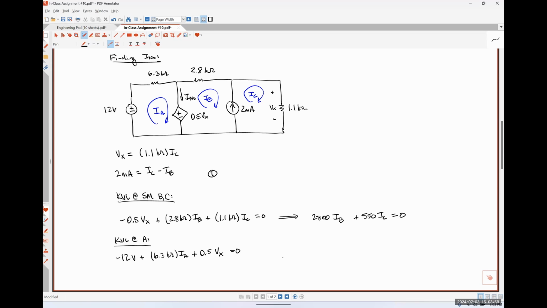And then down here, we're going to have 6300 IA plus 550 IC is equal to 12. So this is our second equation and our third equation. Let's solve these guys.